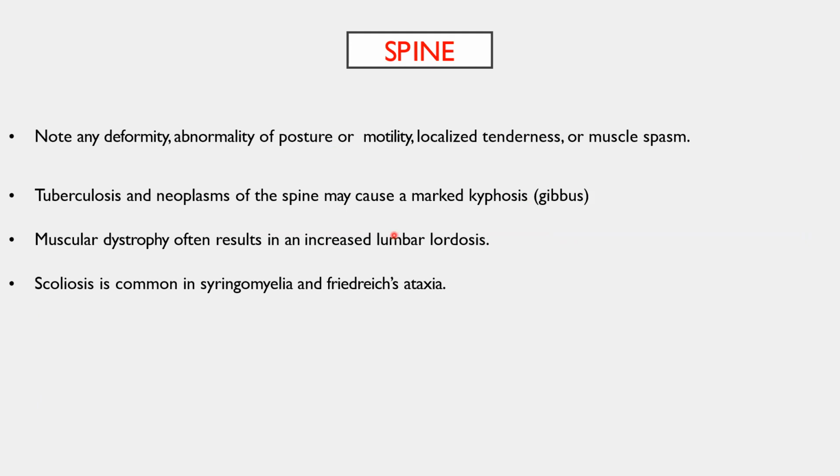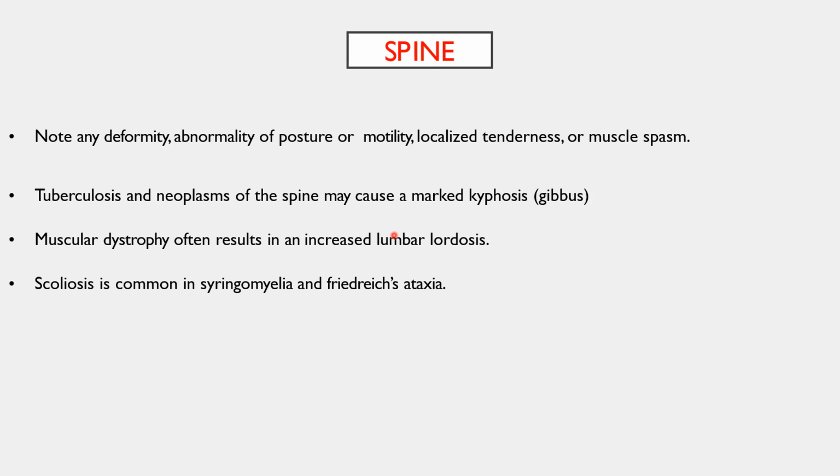You need to look for spine deformities, any abnormal posture and restriction of range of movements, localized tenderness, paraspinal muscle spasm. And most of this, tuberculosis, brucellosis, neoplasm of the spine will cause maximum change in the curvature of the spine that causes the kyphosis, called as gibbus. By examining this spine, you can make out the diagnosis.